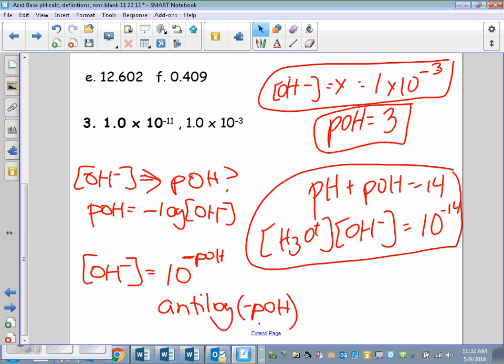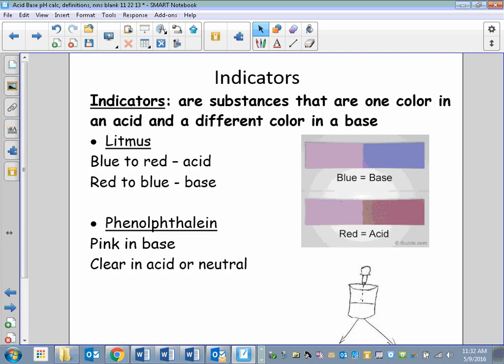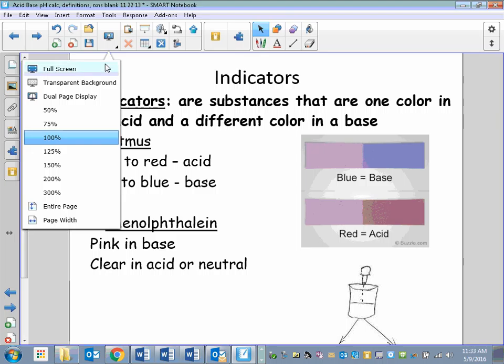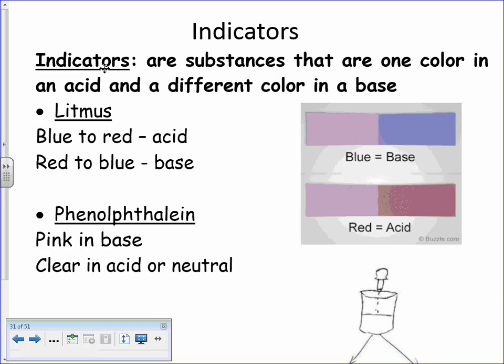Okay, let's talk about indicators really fast, and we're going to go back to our lab. Indicators. Who has ever in their life seen litmus paper? It's blue and it's red, and it changes to the opposite color. Boom. That's litmus paper. Write down a couple pieces of information for yourself. These two are the ones that we have to know for our end of course exam, and you have to remember which colors they turn.